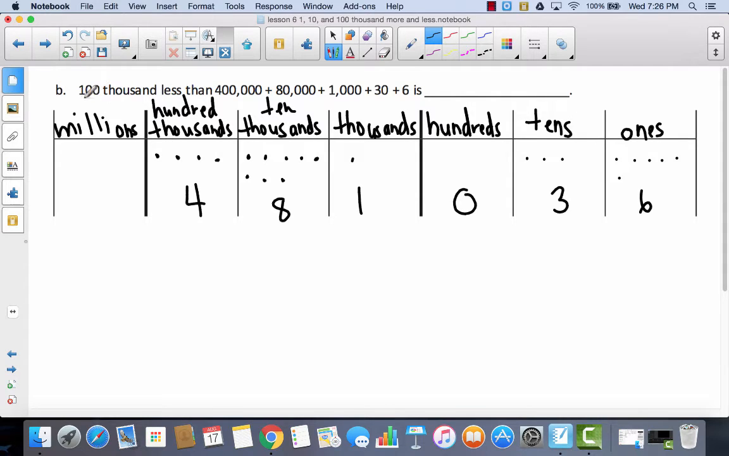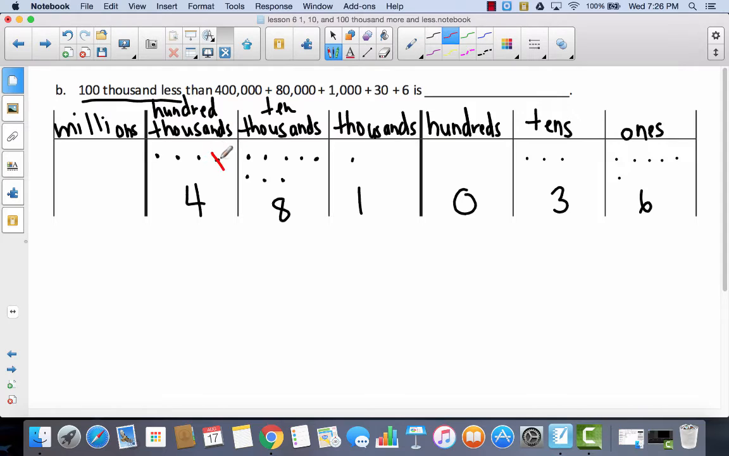Now it says 100,000 less. So am I going to add or am I going to take away? Well, if it says less, that means I'm going to take away. And I'm specifically going to take away 100,000. So I'm going to go to the 100,000s and I'm going to take one away.